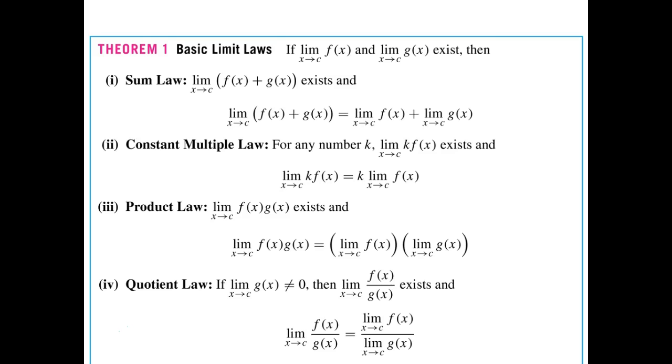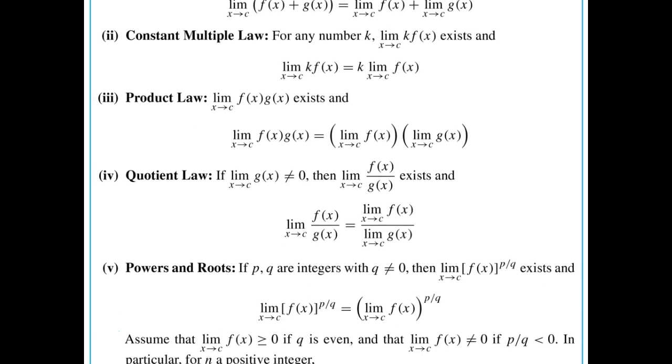That's why you see g of x can't be 0, because the limit of that quotient is the quotient of the limits. And if this limit were 0, then that would be undefined. Okay? So there's the fourth of the limit laws. Let's hit the rest of them.